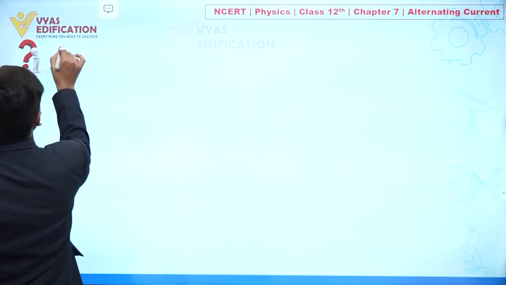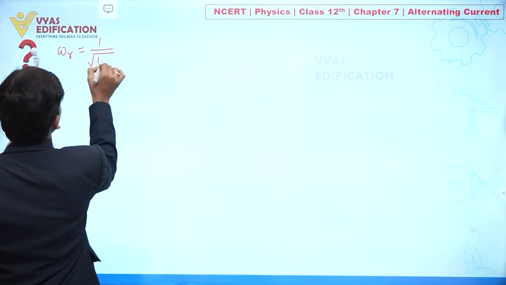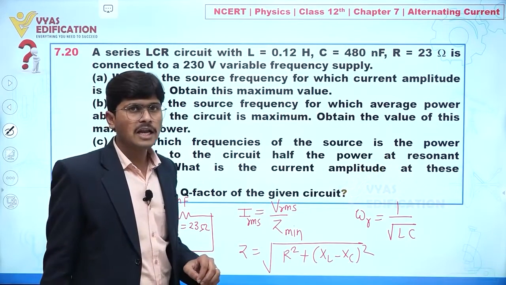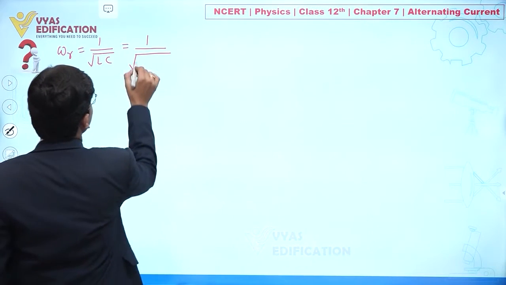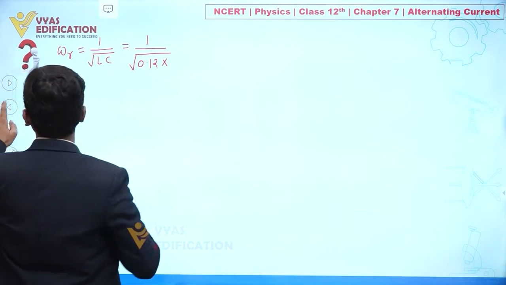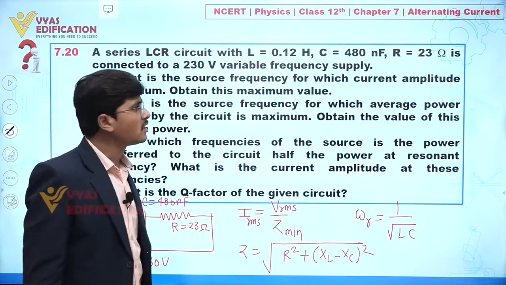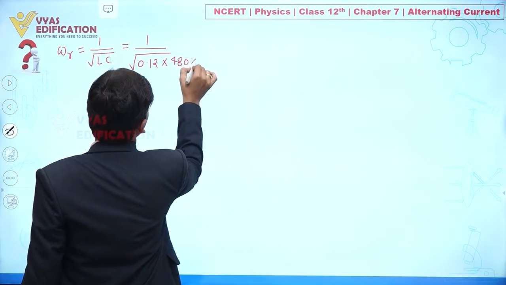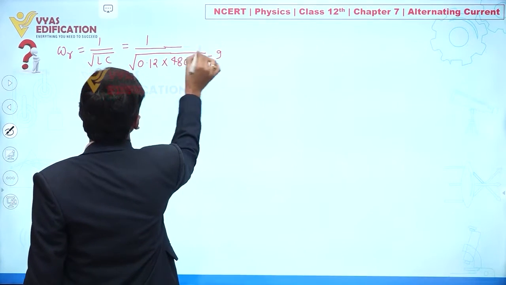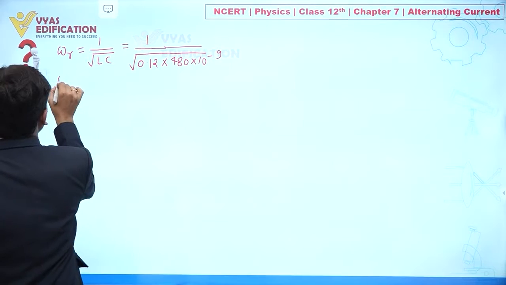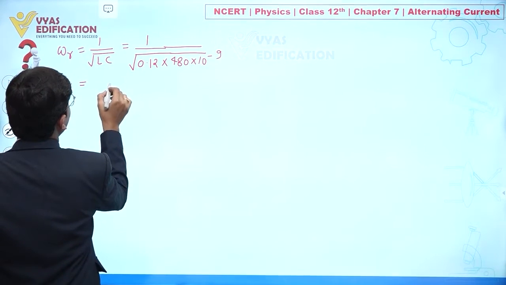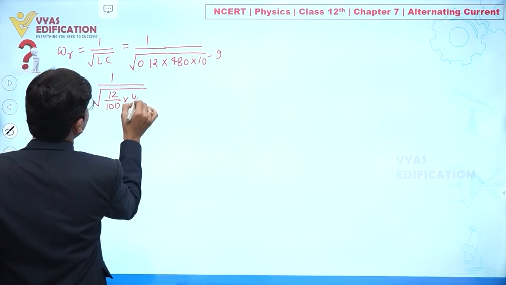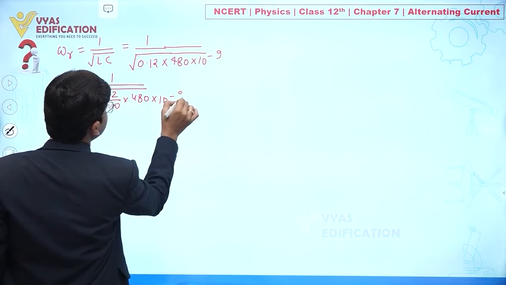So omega R is equal to 1 upon under root of LC. The value of L is given as 0.12 Henry, multiplied with C. The value of C is given as 480 nanofarad, so this is 480 into 10 to the power minus 9 farad. Calculating, omega R is 1 upon under root of 12 divided by 100 into 480 into 10 to the power minus 9.